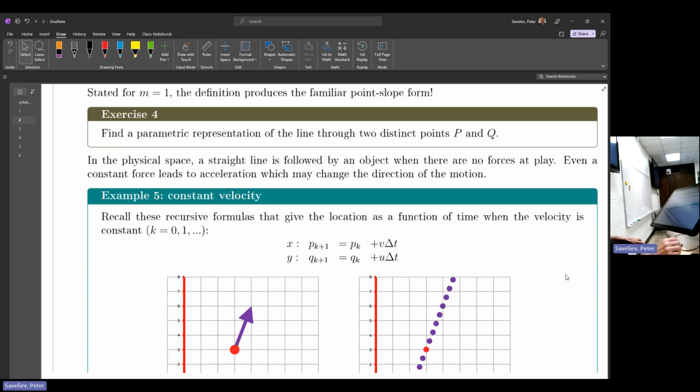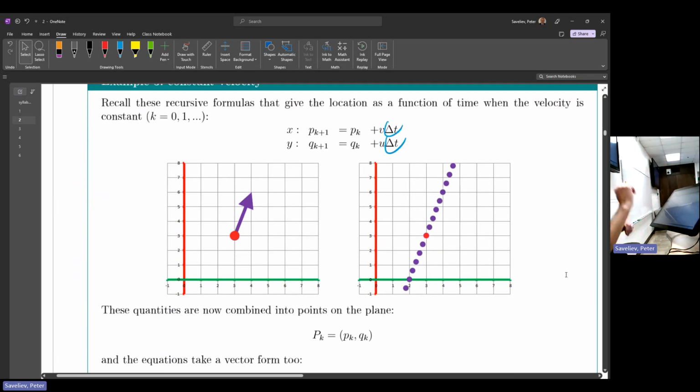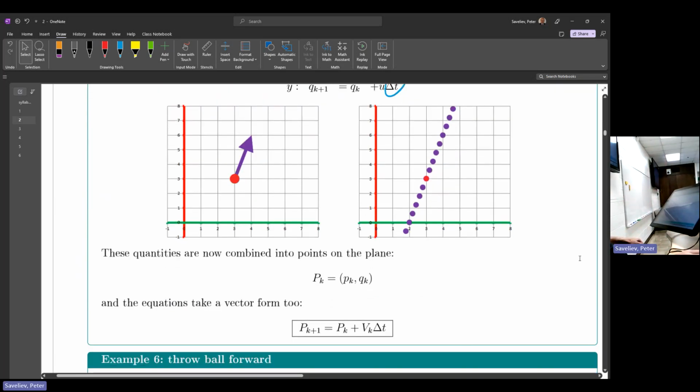And then the recursive formula is very simple. As long as you picked delta t appropriately, then you just multiply and progress every time by the same number. So x progressing by the same number, y progressing by the same number, which means that the vector every time is repeated, and you produce a bunch of points moving in the same direction. That's what you get on the way. So that's all there is.